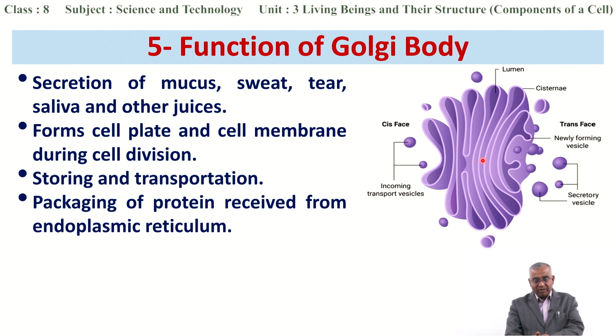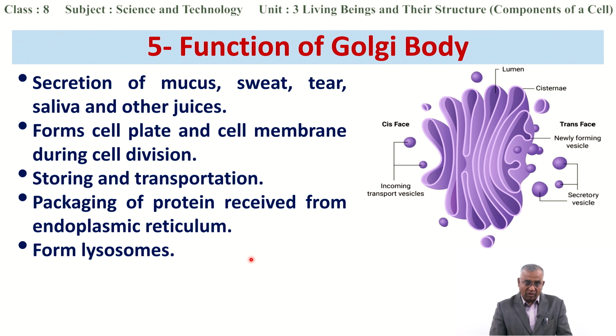They pack them for the particular regions, for the supply of these things to a particular region. So packaging of protein received from what? Endoplasmic reticulum. Yes. Okay. And it also forms lysosomes, or you can say Golgi bodies form lysosomes. Lysosomes are other organelles. What are they? How do they work? We will discuss later.